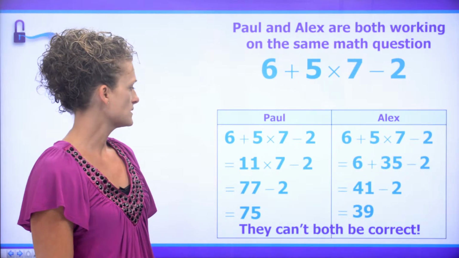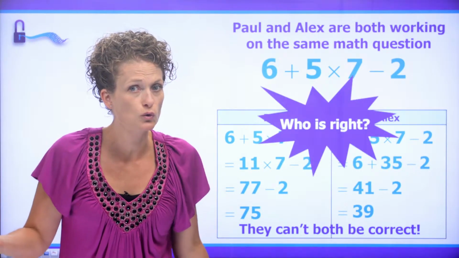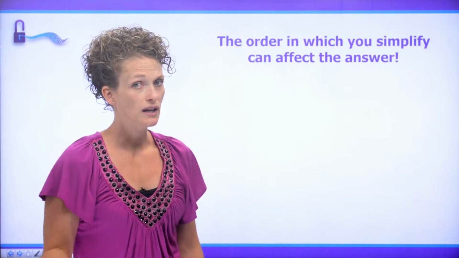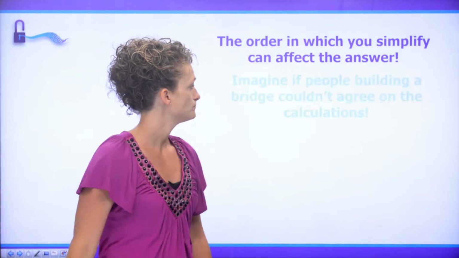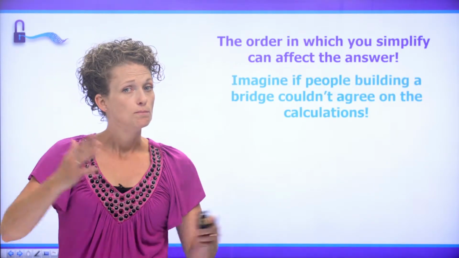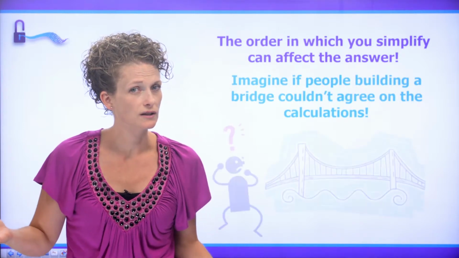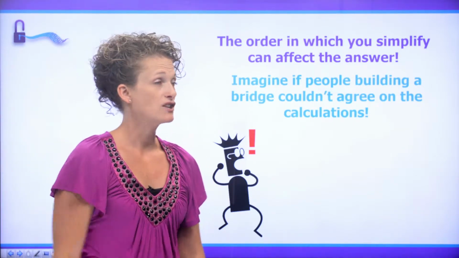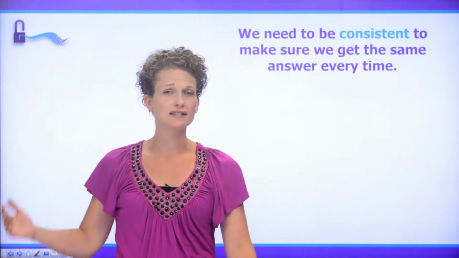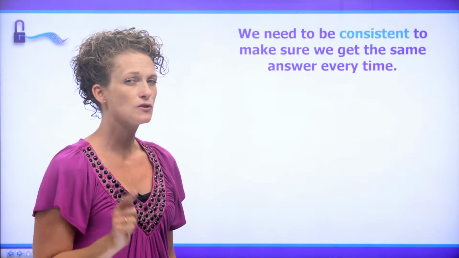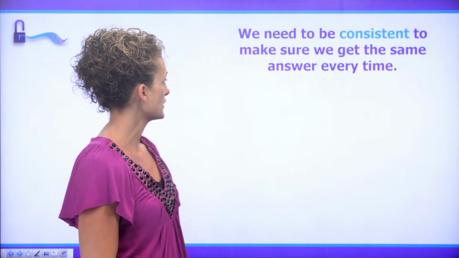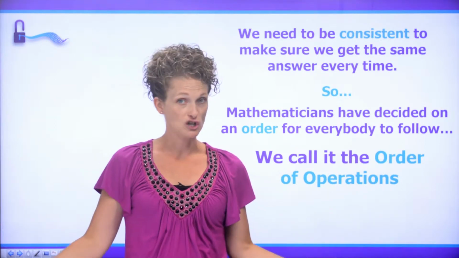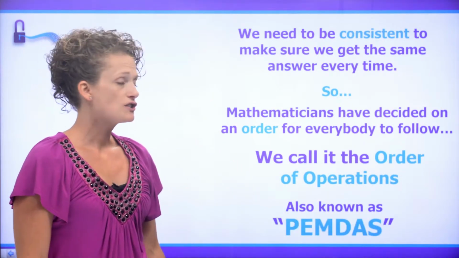Now the question becomes, they can't both be correct, so who's right? Well, there is an order which you need to follow when you're simplifying a question like that. Imagine if you had engineers building a bridge and they couldn't agree on the calculations. What would happen? That's right, there would be lives in danger at that pace. So mathematicians came along and they said, we need to make sure that everybody follows the same order when they're solving, so we get the same answer. So they developed something called order of operations. And it's also known as PEMDAS.